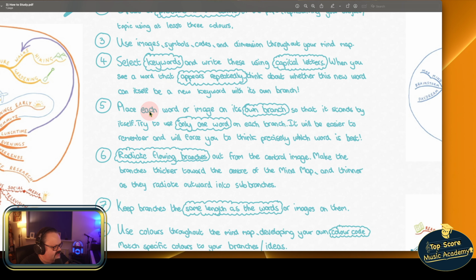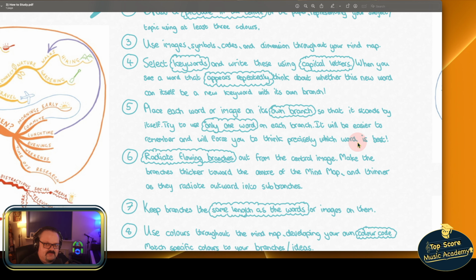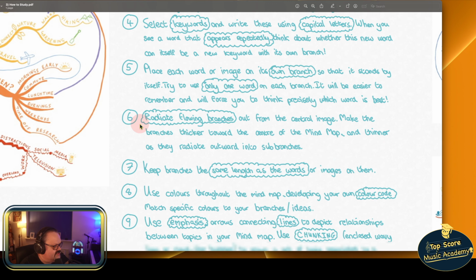Yeah, so place each word or image on its own branch so that it stands by itself. Try to use only one word in each branch. It will be easier to remember and will force you to think precisely which word is best. Yeah, so to sort of represent each sort of idea underneath these topics. Number 6, radiate flowing branches out from the central image. Make the branches thicker toward the center of the mind map and thinner as they radiate outward into sub-branches.